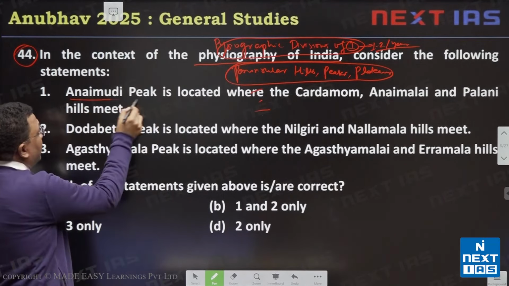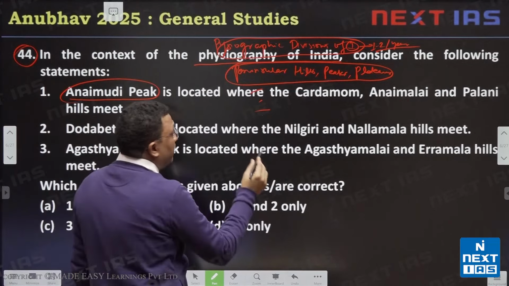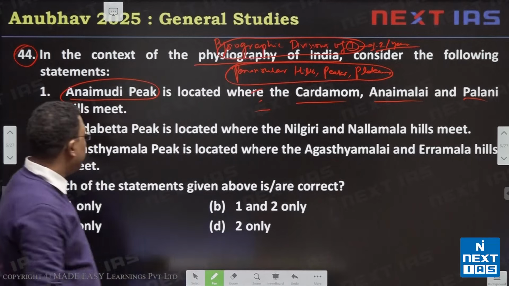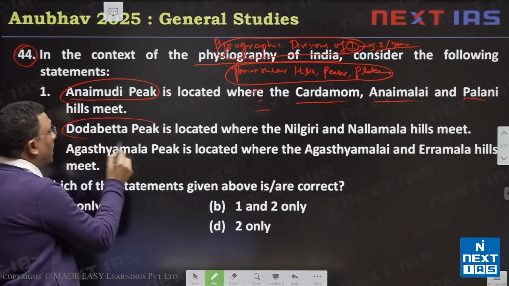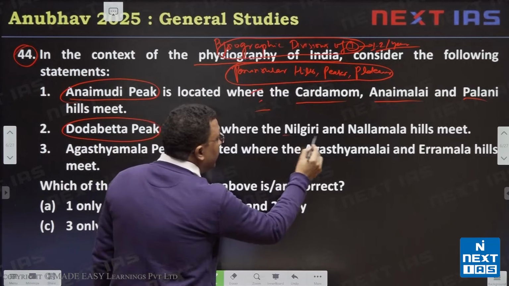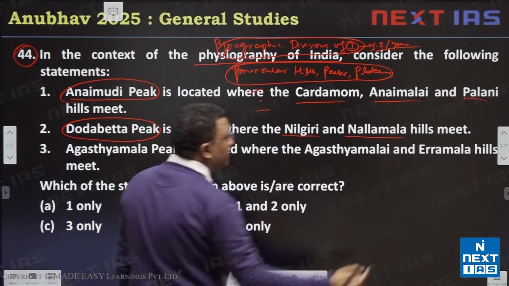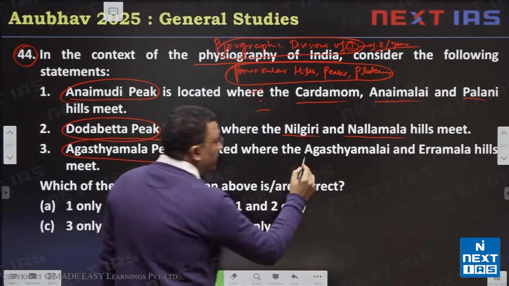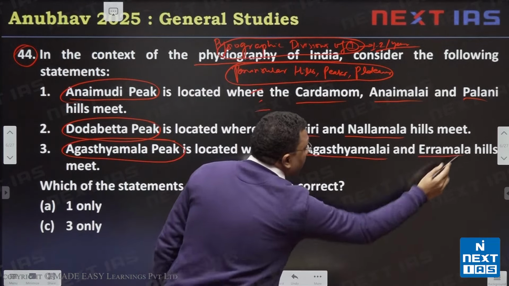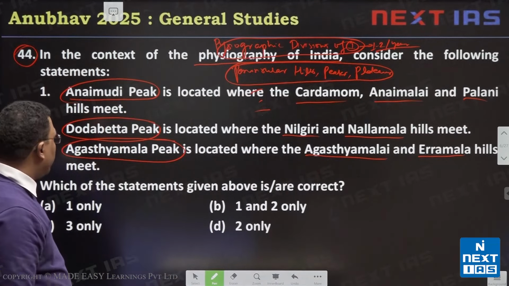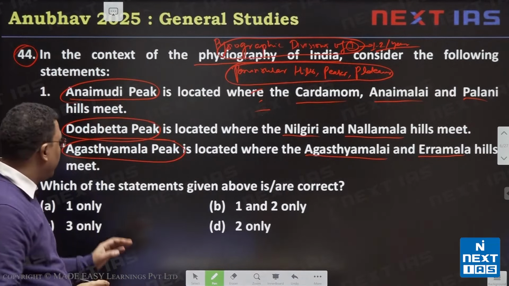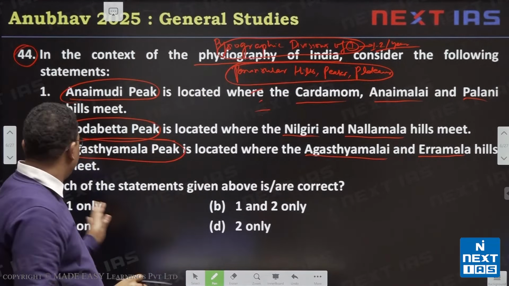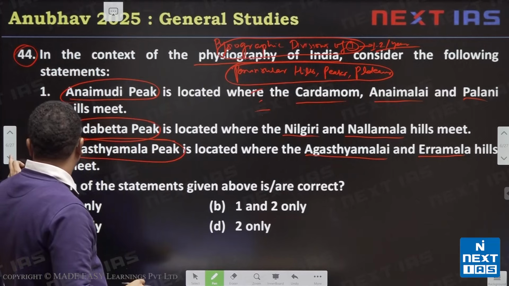The first question says, Anaimudi peak is located where Cardamom, Anaimalai, and Palani hills meet. Then Doda Betta peak is located where Nilgiri and Nallamala hills meet. Then Agastya Mala peak is located where Agastya Malai and Eramala hills meet, right? So in order to understand this question better, let's first see the placement of all these hills and peaks, and then we will come back to our question.